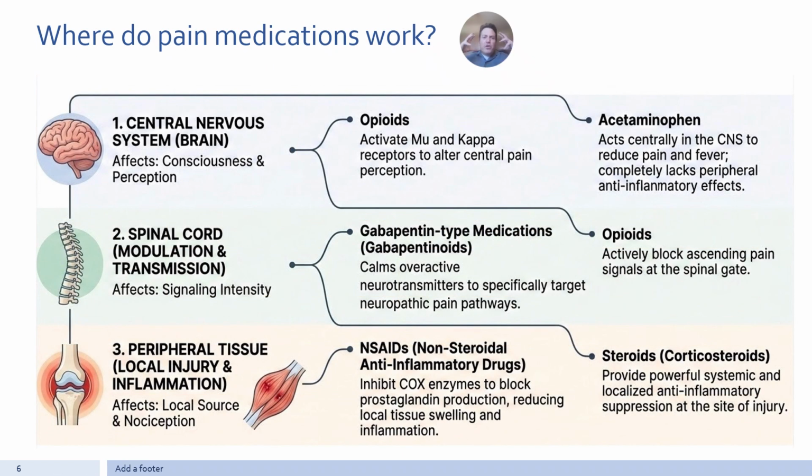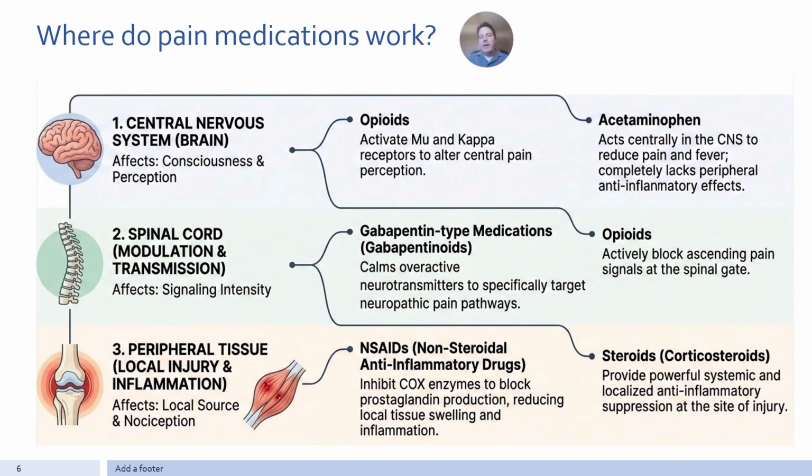So let's first organize our thinking, starting with the brain and moving down on where pain medications work, because that gives us an idea on how these medications can work. And we'll dig into these in just a bit, but let's start with a high-level overview. Starting in the brain and the central nervous system, that's the ultimate recipient of the pain. Opioids change how pain signals are transmitted and perceived within the brain and spinal cord.